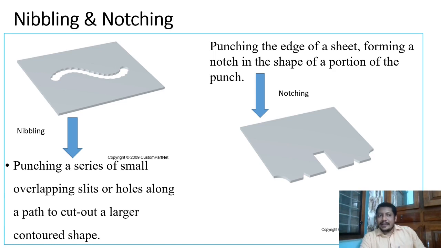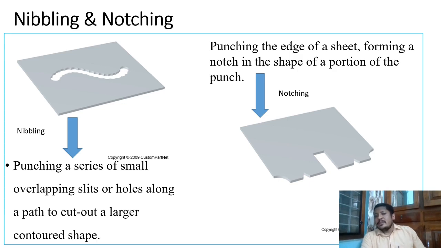To get a shape like this, you are cutting one over the other with the help of punching holes, one on the other, so you are getting a contour shape like that. That operation is called nibbling: punching a series of small overlapping slits or holes along a path to cut out a larger contour shape. So that is called nibbling.